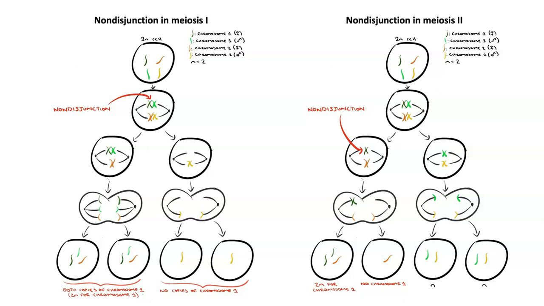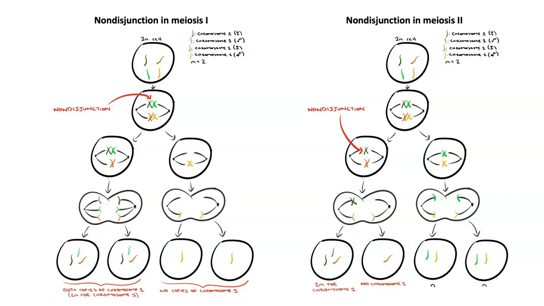If non-disjunction happens in meiosis 1, all the gametes either have too many or too few chromosomes. If it happens in meiosis 2, half the gametes will appropriately have one representative from each chromosome, but the remainder will either have both copies of the chromosome that underwent non-disjunction or none at all.